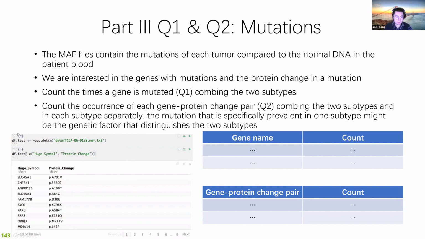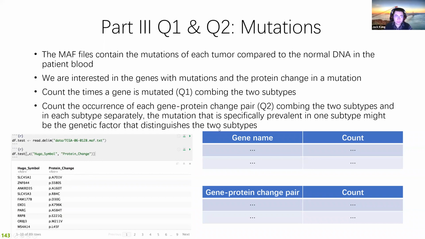If you read it in, we are interested in the gene mutation and protein change in a mutation. So you may want to focus on just these two columns. This file records what gene is mutated in this tumor sample, and in this mutated gene, what is exactly the protein change. So this protein change here, for example, means in this gene, in this sample, at position 701, an alanine is changed to a valine.